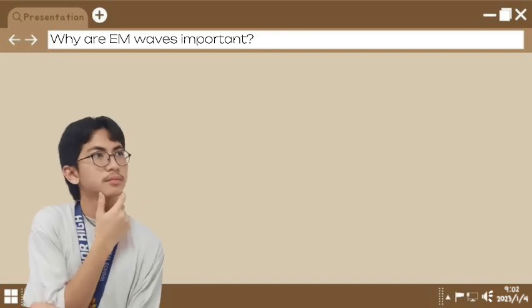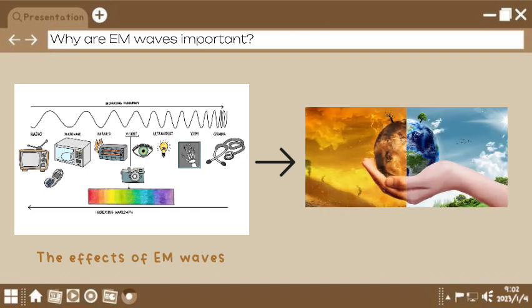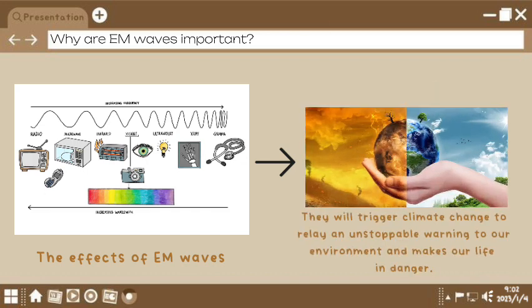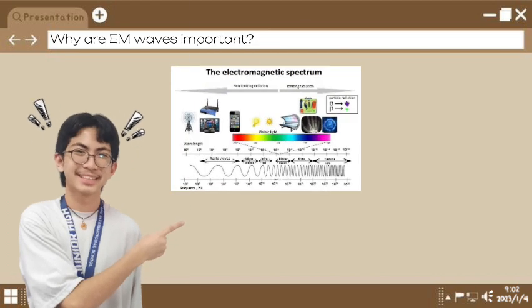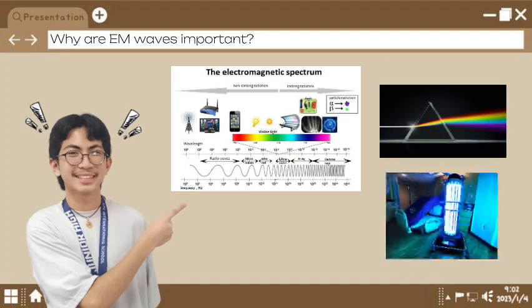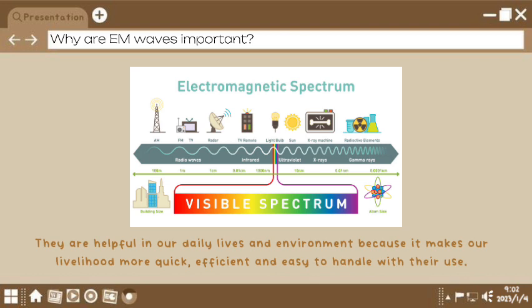Hence, the effects of EM waves are more likely to be seen in our environment because they will trigger climate change to relay an unstoppable warning to our environment and makes our life in danger. We can't probably see what is happening, but it can be explained by knowing the electromagnetic spectrum types, visible light, UV light, and gamma ray. Electromagnetic waves are helpful in our daily lives and environment because it makes our livelihood more quick, efficient, and easy to handle with their use.